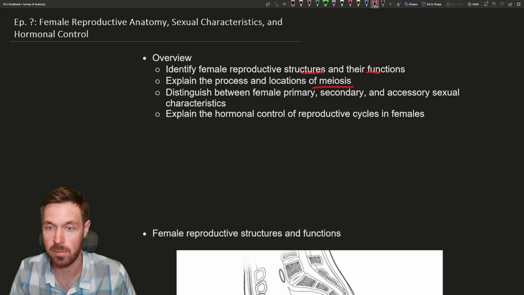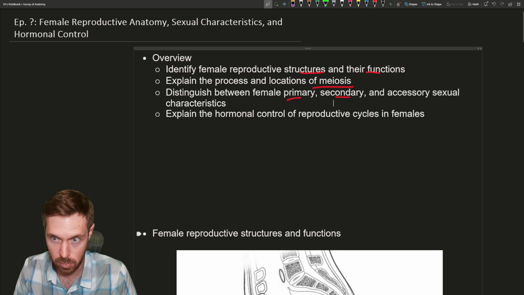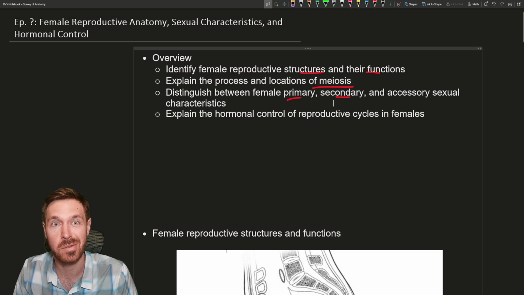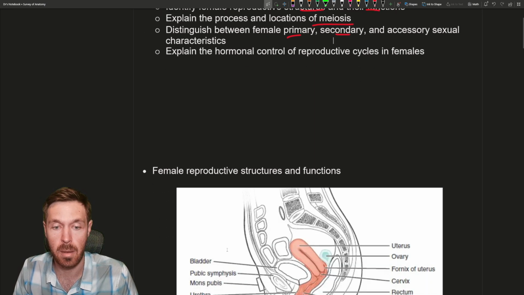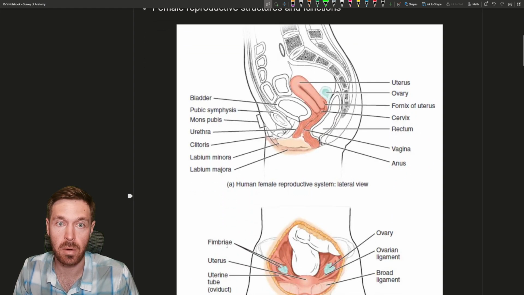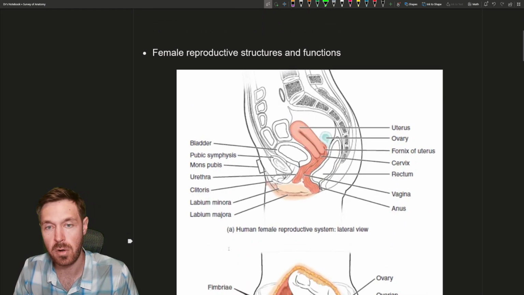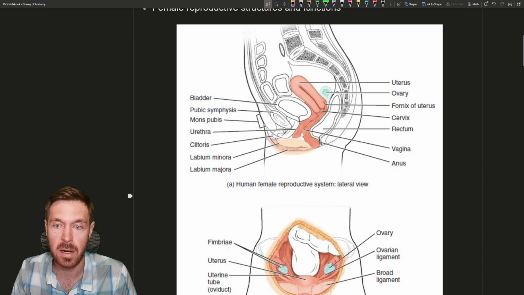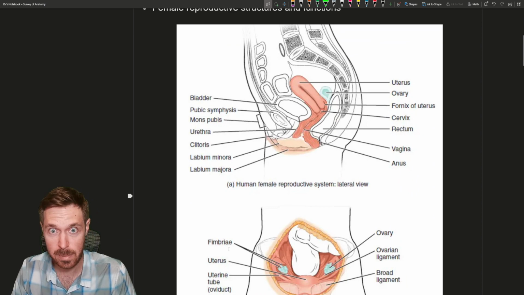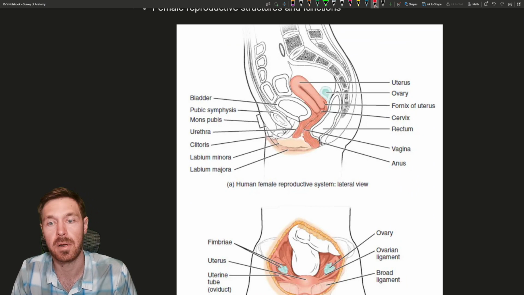And then we're going to look at the difference between primary, secondary, and accessory sexual characteristics and explain the hormonal control of reproductive cycles, which includes a few more hormones than males. Now, just go an overview of the reproductive structures and functions. Not going to spend too much time here, but similar but different from males.